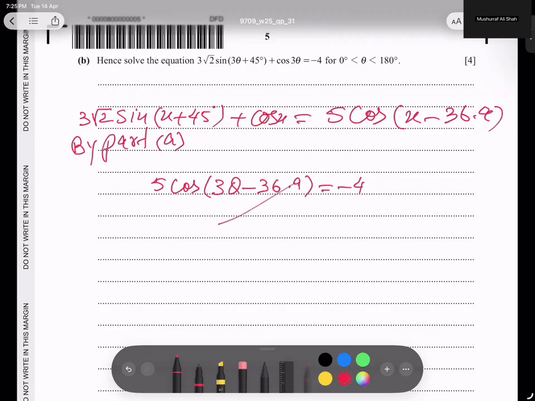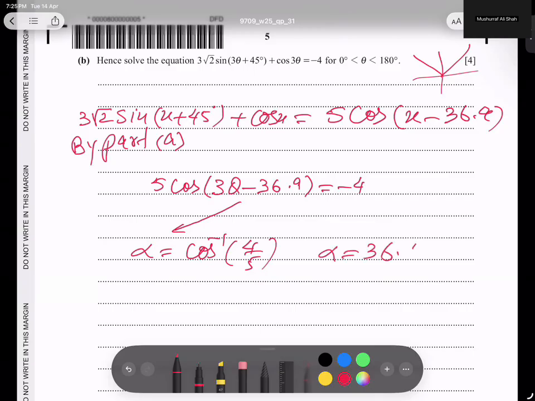And now he's asking 0 to 180 degrees. It means we have to find only in the first two quadrants. I have taken this complete angle as alpha, and I will take cos inverse 4 upon 5. If I take cos inverse 4 upon 5, it gives me 36.9 degrees.